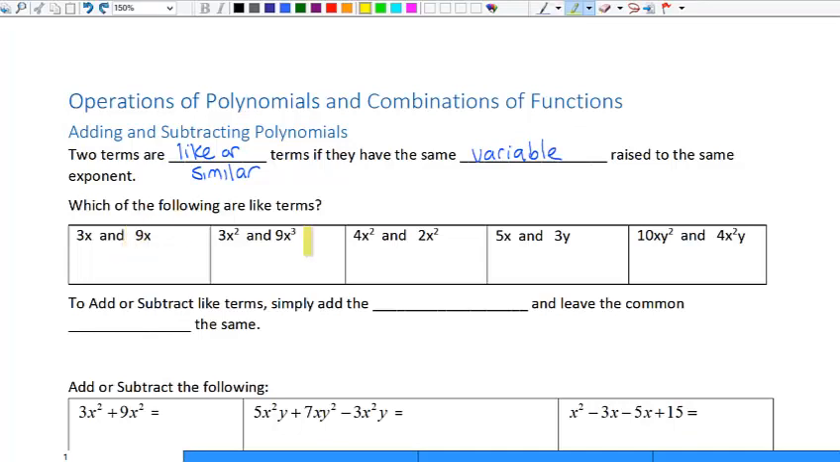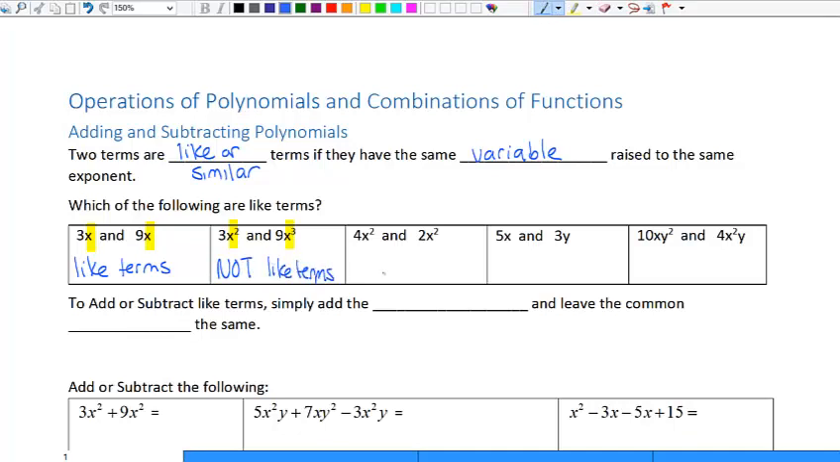Which of the following are like terms? 3x and 9x. Notice that the variable part x is the same in both, so 3x and 9x are like terms. Now take a look at the variable part for the next two, 3x squared and 9x cubed. The variable part is x squared on the first one, but x cubed on the second one. They both have the variable x, but they're not raised to the same exponent. Therefore, these are not like terms.